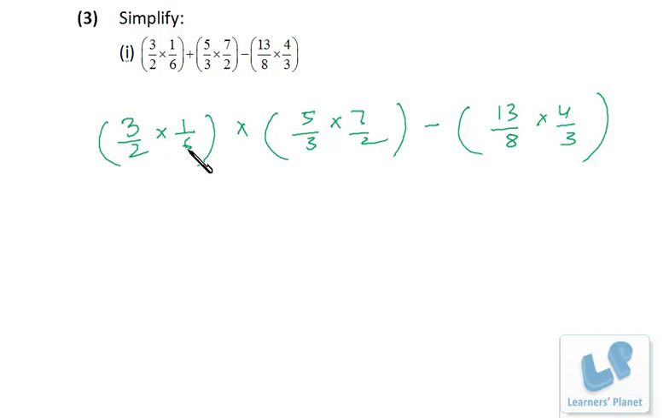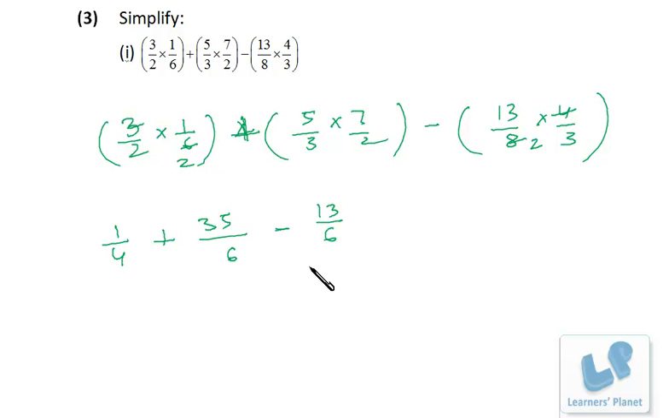Now 6 is a multiple of 3. So 3 2s are 6. Here this is a plus sign. So this is 1 by 4. Plus, here nothing is common between numerator and denominator, so just multiply as it is. It's 35 by 3 into 2, 6. Minus, here 8 is 2 times 4. So it's 13 by 6.